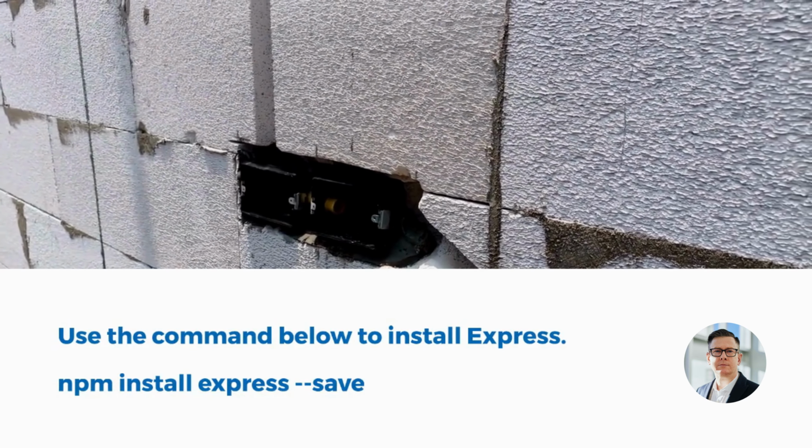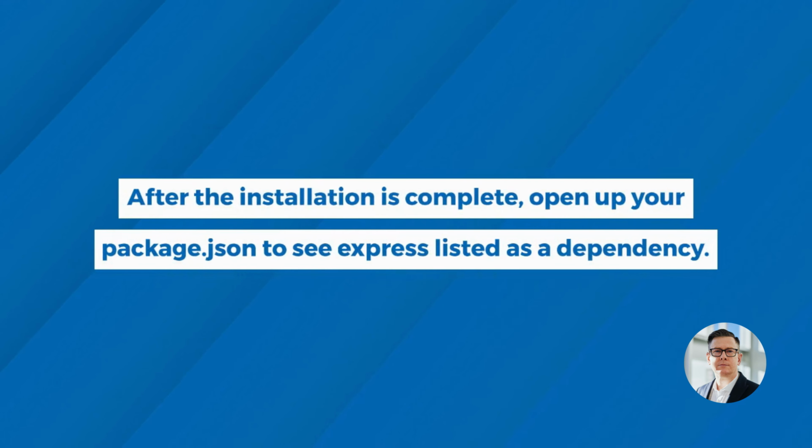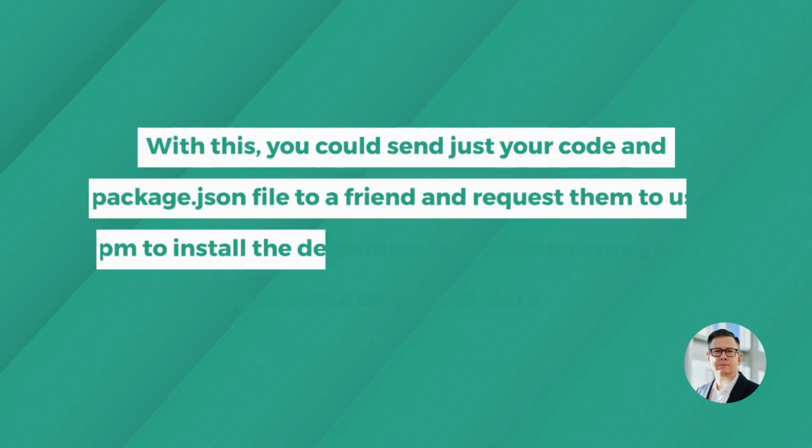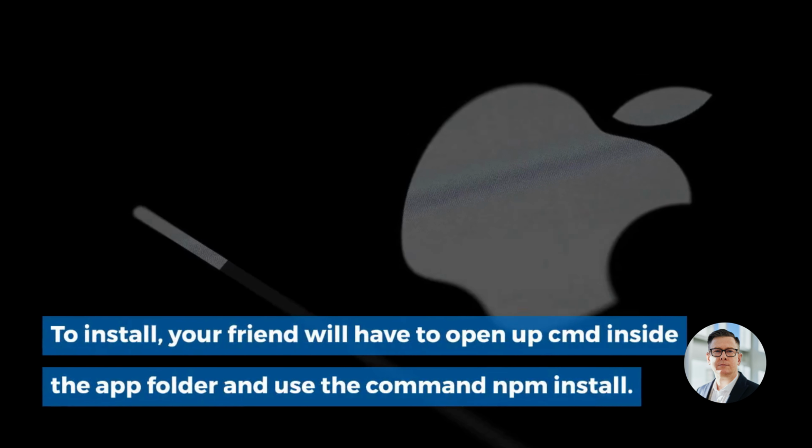Use the command below to install Express. npm install express --save. The save flag is used to edit your package.json file and add Express as a dependency. After the installation is complete, open up your package.json to see Express listed as a dependency. With this, you could send just your code and package.json file to a friend and request them to use npm to install the dependencies on their computer, saving you some amount of data. To install, your friend will have to open up cmd inside the app folder and use the command npm install.